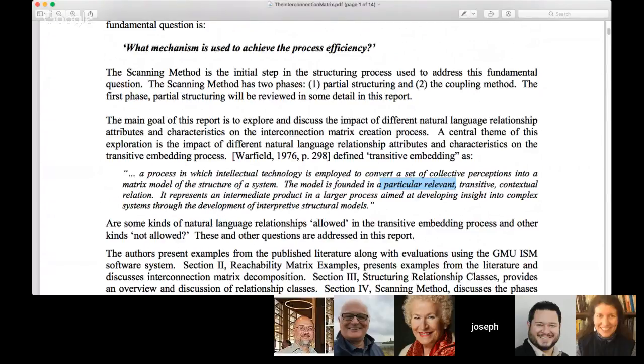So if I look at this, there's some strong indications that Warfield worked with global type of natural language relationships, which are particularly relevant that he's talking about, but he didn't define what it is. What are the characteristics of a particular relevant contextual relation? Okay.